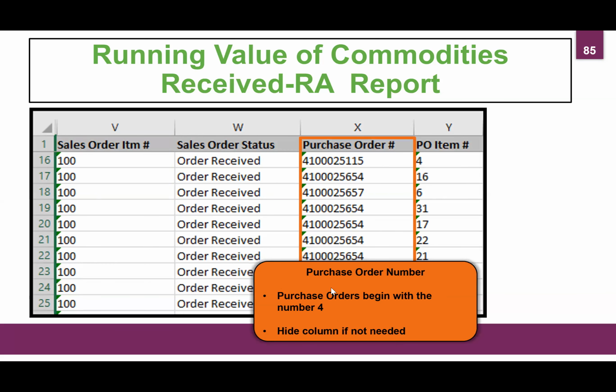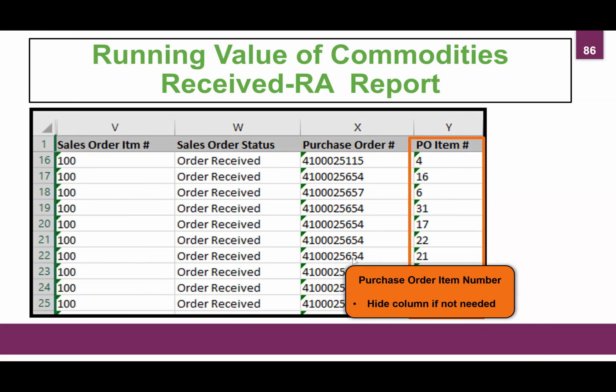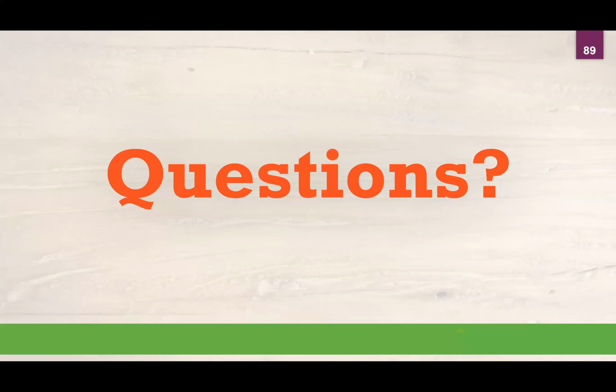Okay, and then column X just shows us the purchase order numbers. Those begin with the number 4. You can hide that column if needed. And then we're at column Y, and that is the purchase order item number, and you can hide that column if that is not needed. So now we're right at the end of this one.